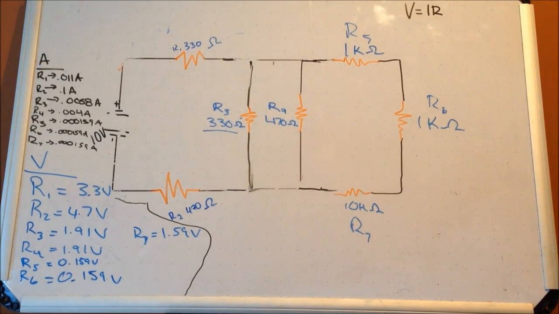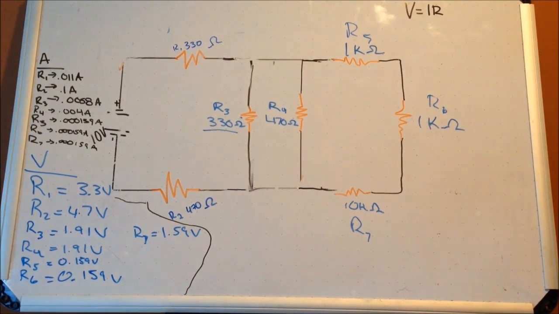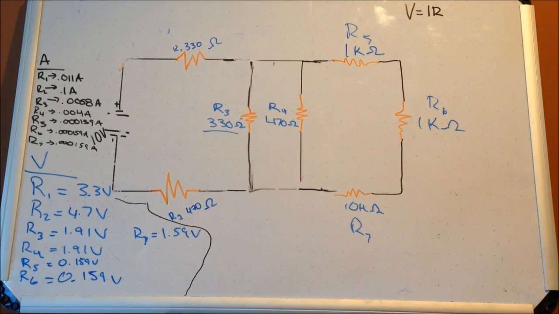Okay, because R5, R6, and R7 were in a series circuit, they all have the same current, so we didn't really have to calculate R6 and 7.